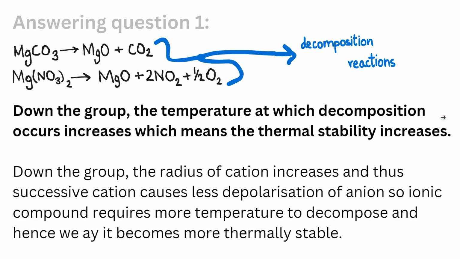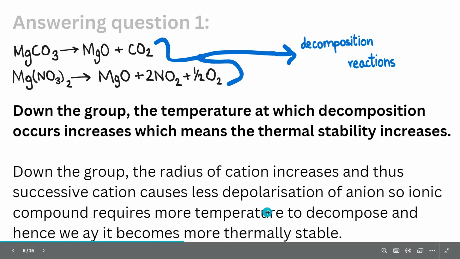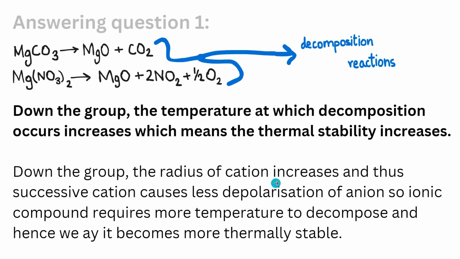Down the group, the radius of the cation increases, and thus the larger cation causes less polarization of the anion, so the ionic compound requires more temperature to decompose, and hence we say it becomes more thermally stable. The radius of the cation increases because the number of shells increases. And thus the larger cation causes less polarization of the electron cloud on the anion. The anion here is the carbonate ion or the nitrate ion.